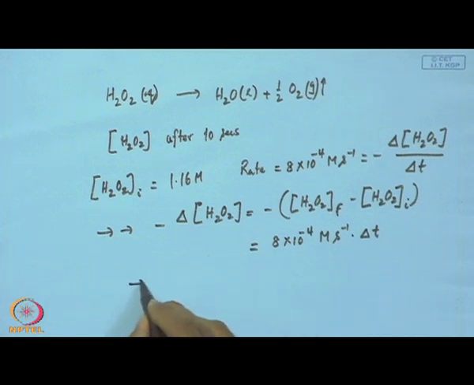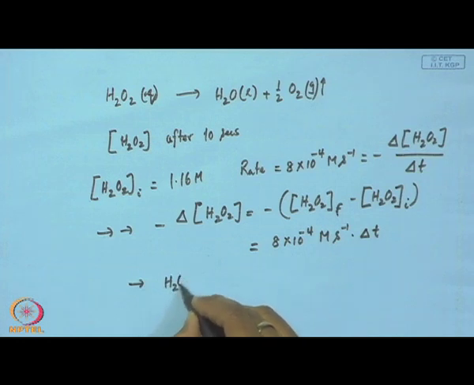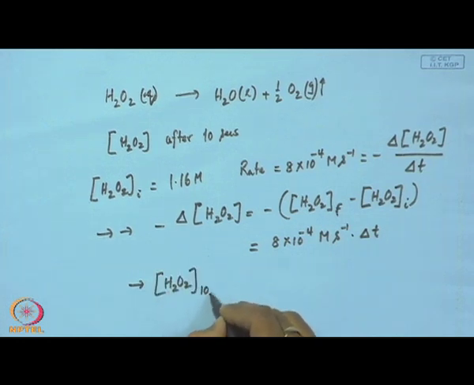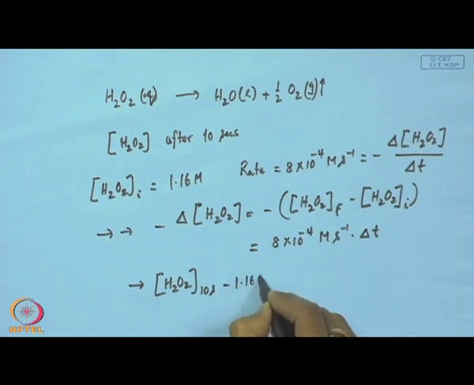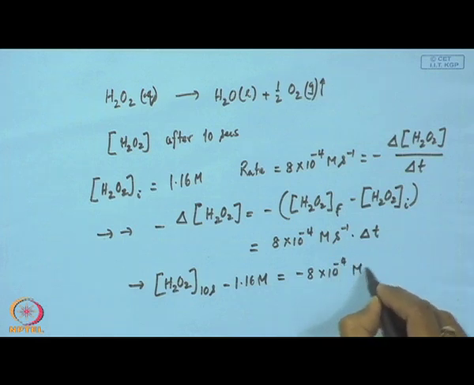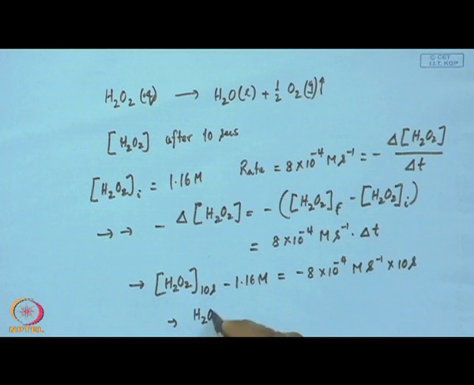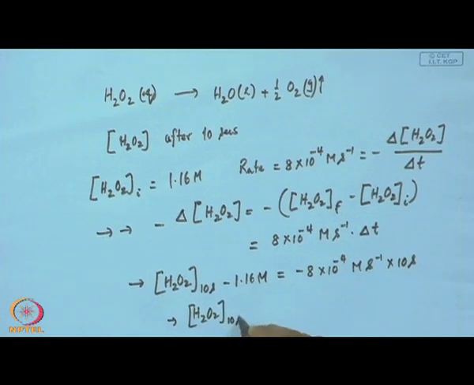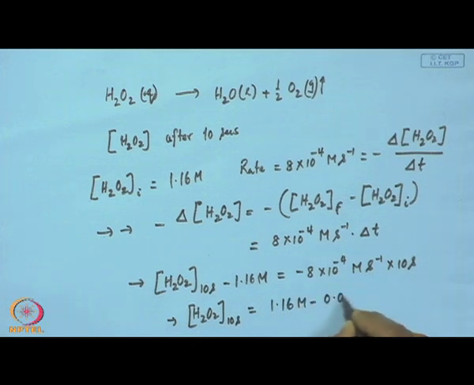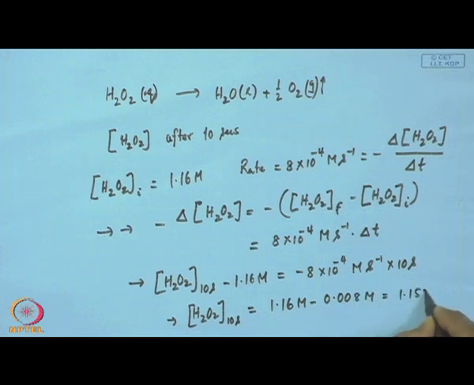Okay. So, from this again we can write [H2O2] at 10 seconds minus 1.16 molar is equal to minus 8 into 10 to the power minus 4 mole per second into 10 seconds. So, this gives you [H2O2] at 10 seconds is equal to 1.16 molar minus 0.008 molar, which is equal to 1.152 molar.